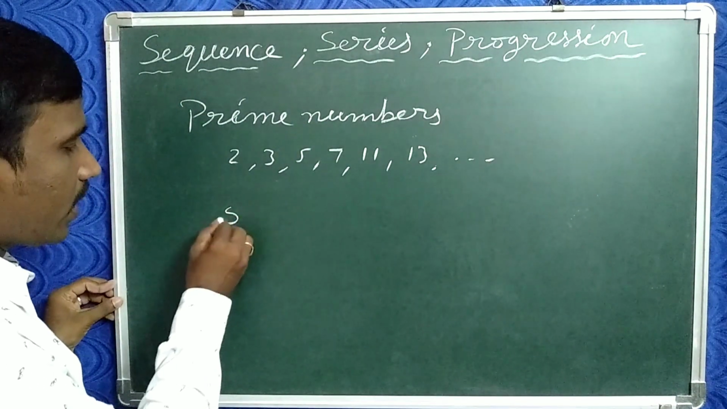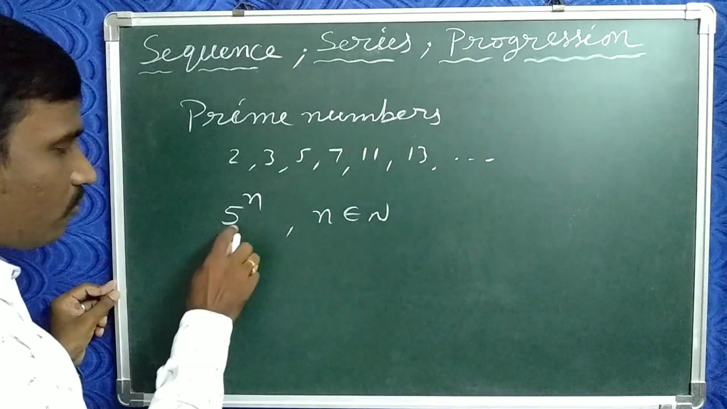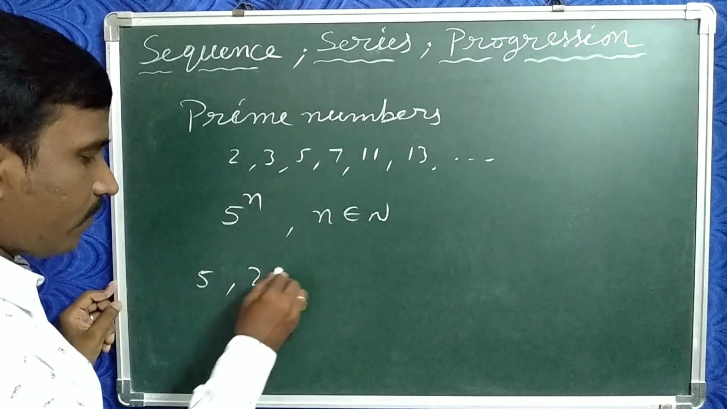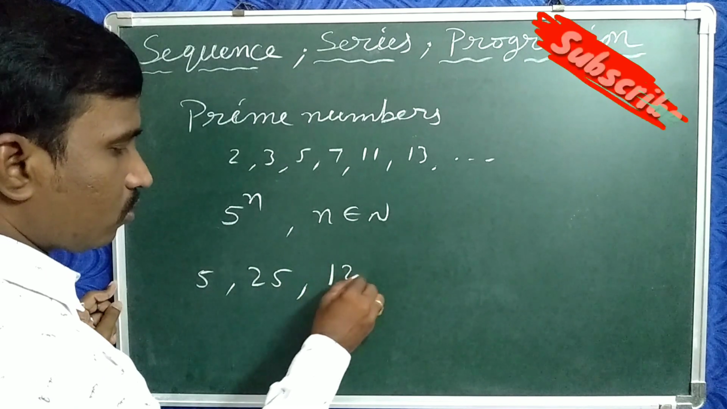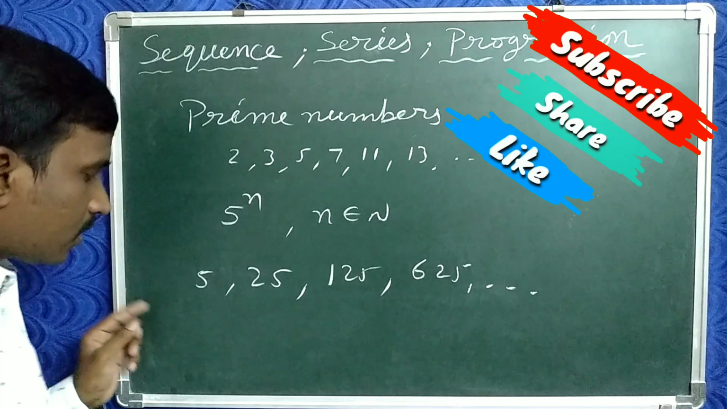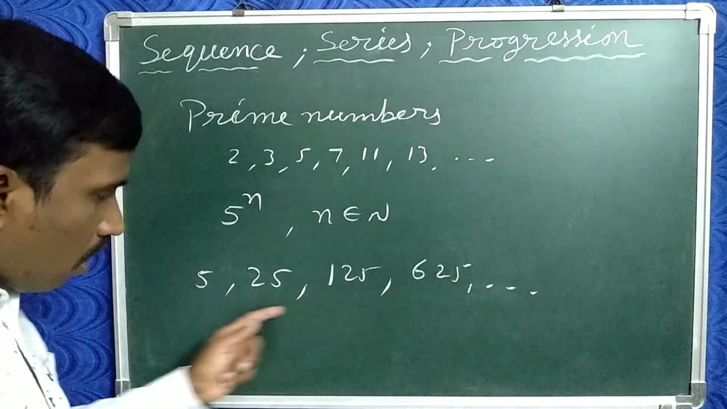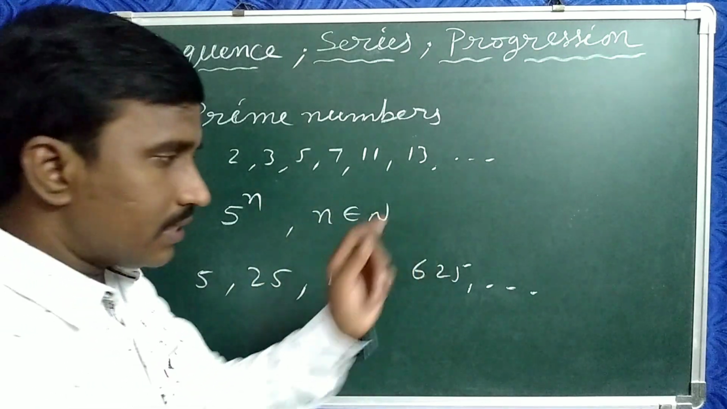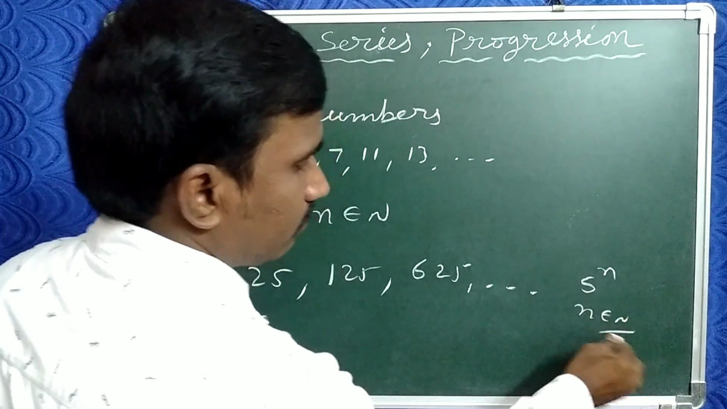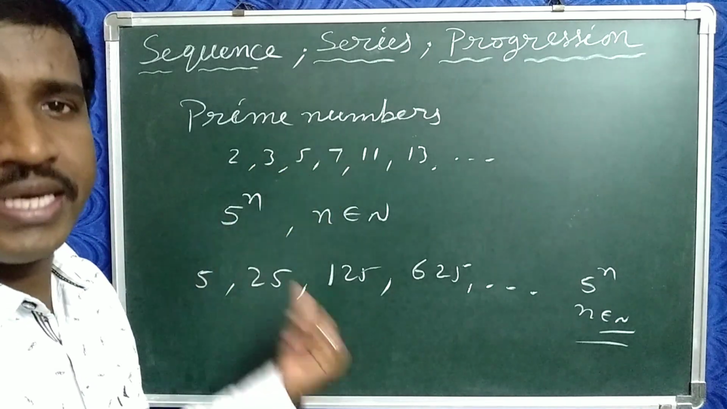Suppose take 5 power n, where n belongs to the set of natural numbers. So 5 power 1 means 5, 5 power 2 means 25, 5 power 3 means 125, 5 power 4 means 625, and so on. These numbers can all be expressed in the general form 5 power n, where n belongs to the set of natural numbers. That's why it is a sequence. But this is not a sequence.